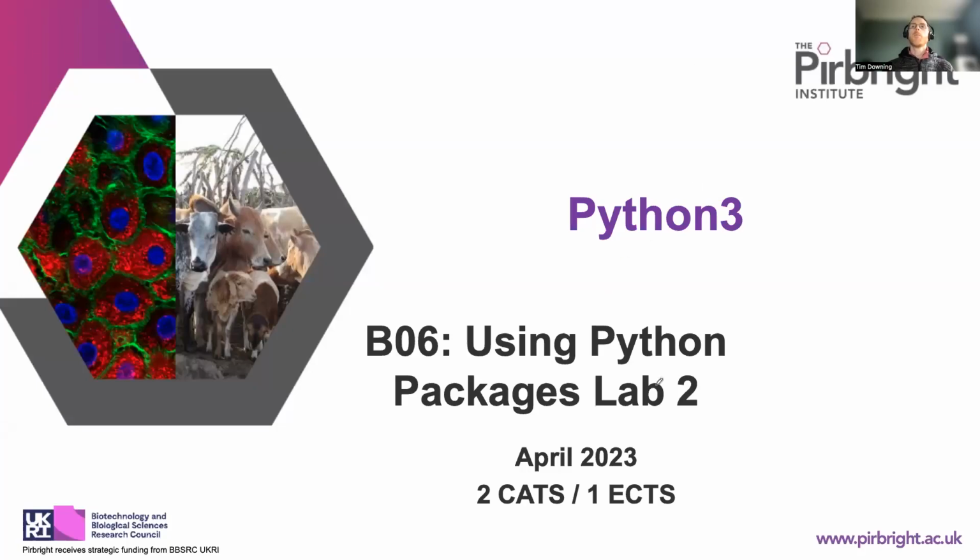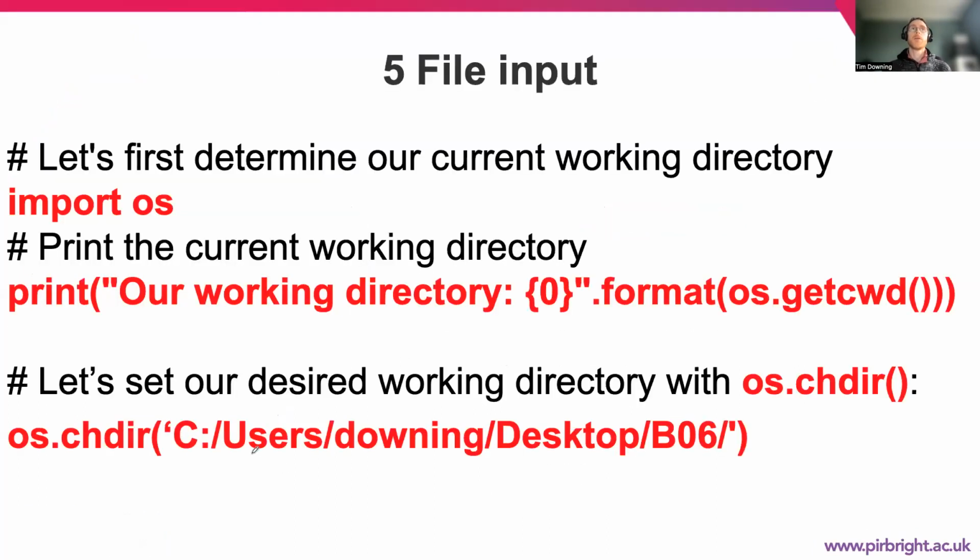So this video is part of B06 using Python packages lab 2, where we're going to be talking about file input. As mentioned in the introductory videos, we need to import this package called OS, which allows us to change our current working directory. This is related to the command inside this package, get current working directory, getcwd, which has no arguments, but will tell us which directory we're working in.